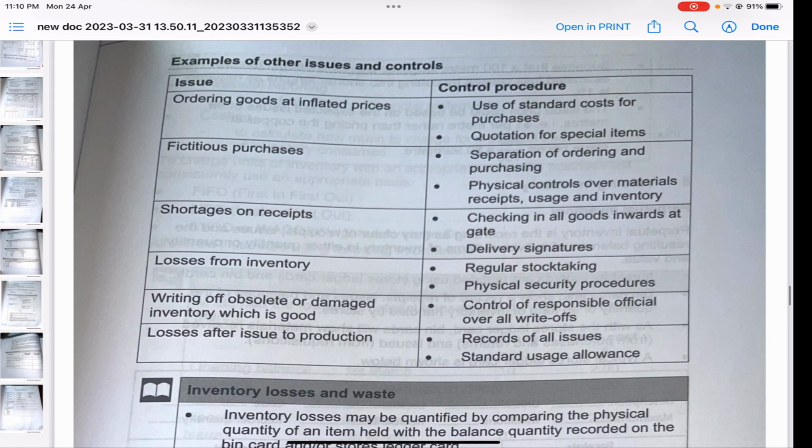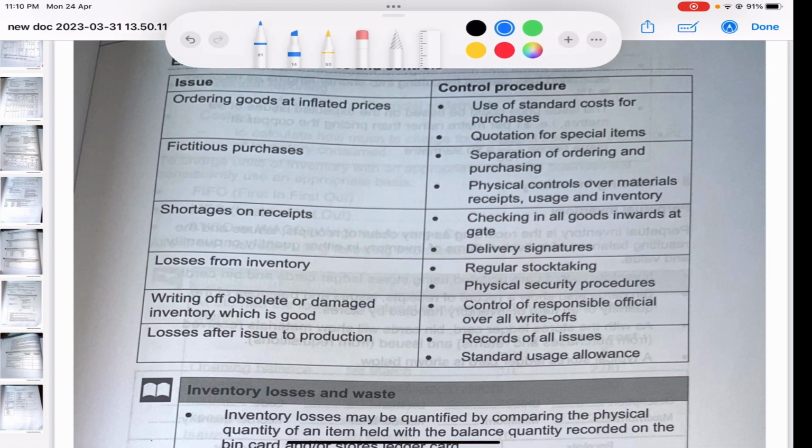So what are some examples of other issues and controls? Issue: ordering goods at inflated prices. So this can be a particular issue, right? That you have ordered the goods at a high price or at an inflated price. In such situations, we need to use standard costs for purchases, and quotations for special items, which means we should buy goods at the standard costing only.